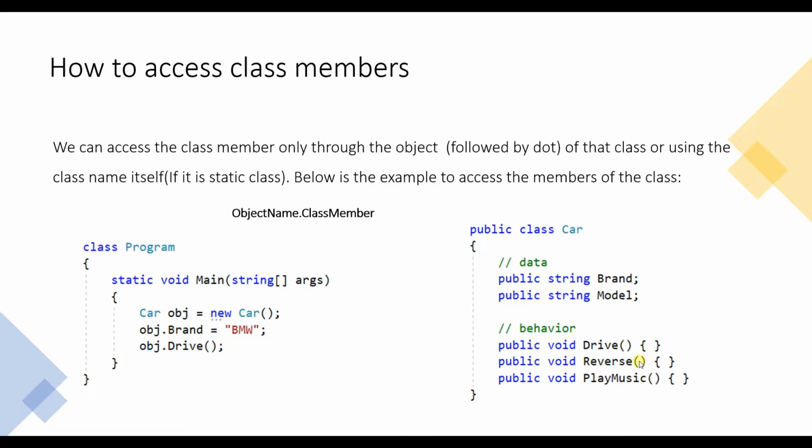So if we want to access these properties and the members of the class, what we need to do? First we need to create the instance of the class with new keyword. Here you can see we are creating an object of the class, and then we are accessing the member of the class. So object dot member name. So here we have member name, brand, model. We are accessing the brand, then we are accessing the drive method of the class. So in this way we are accessing the member of the class.